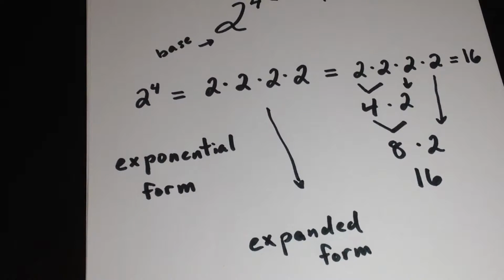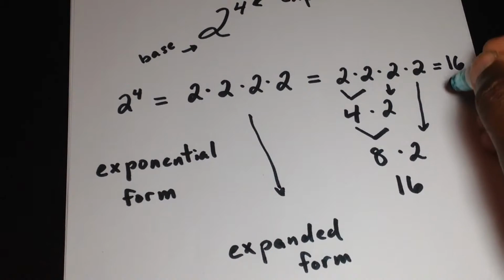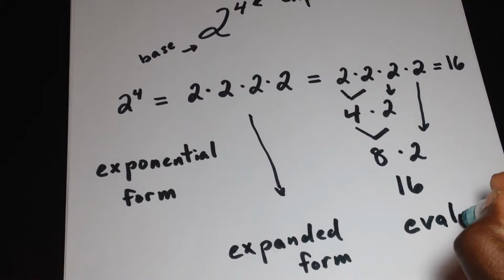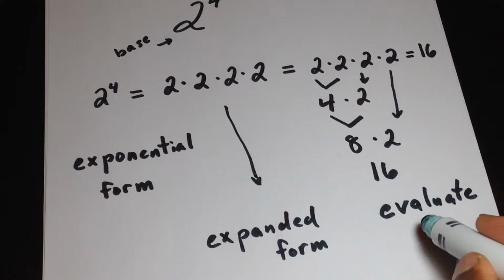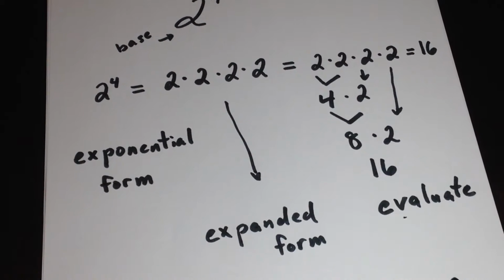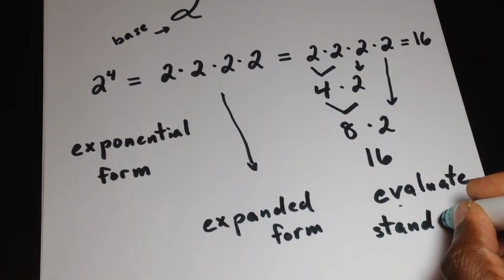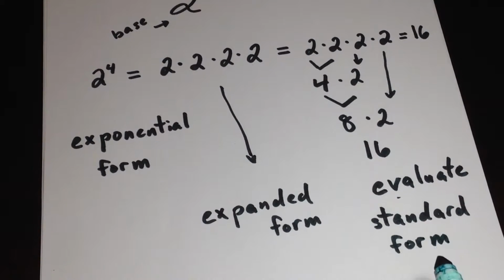Now, when you actually do the work to find out what the answer is, the mathematics of that expression, and we found out it was 16, we are evaluating. So we evaluate to find the answer. And if you take a look, in the word evaluate, the word value is inside there. So we're finding what the value is. And then finally, what you get when you evaluate may be called the standard form. Okay.